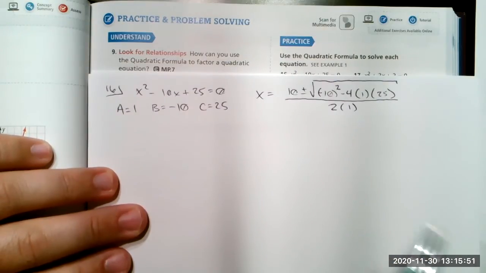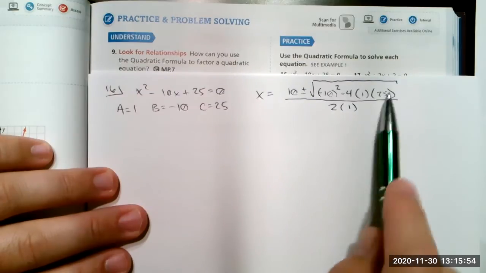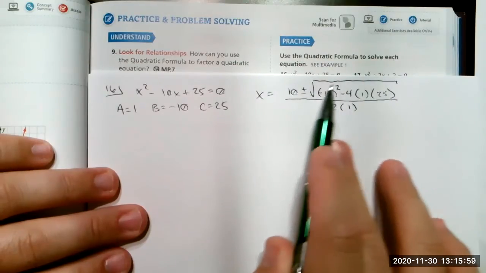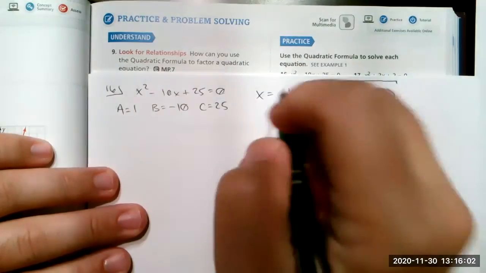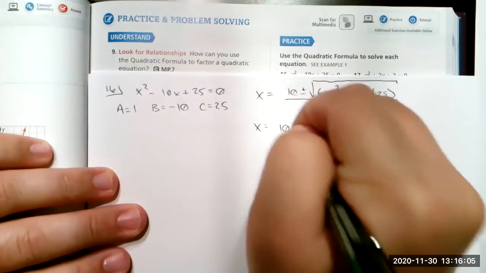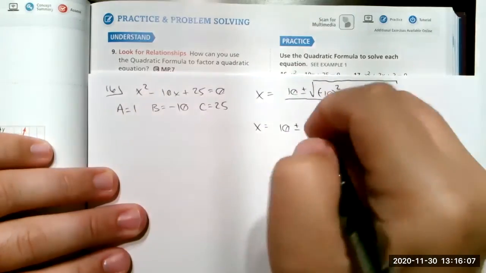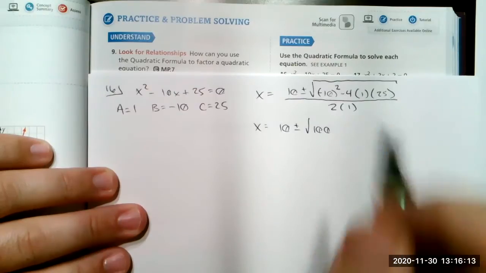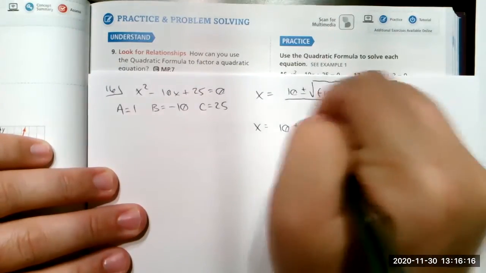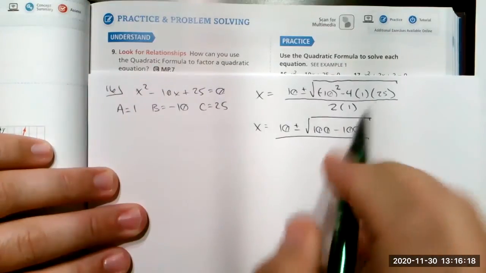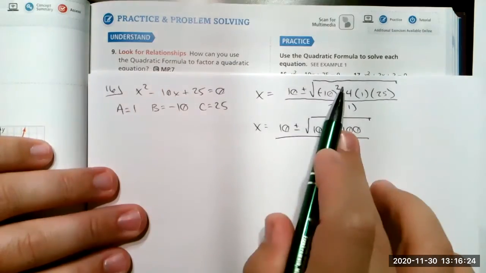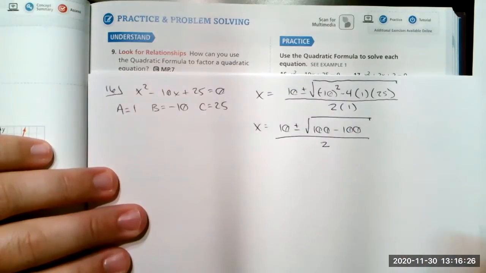So what I would do is step 1, plug in A, B, and C everywhere you see it. Step 2, calculate the discriminant. Calculate that part that's underneath the radical. Negative 10 squared is 100. Negative 4 times 1 times 25, that's negative 100. And 2 times 1 is 2. So that would be my second step. Just calculate the discriminant. Go ahead and simplify that denominator. That's pretty easy too, but don't try to do too many steps at once.